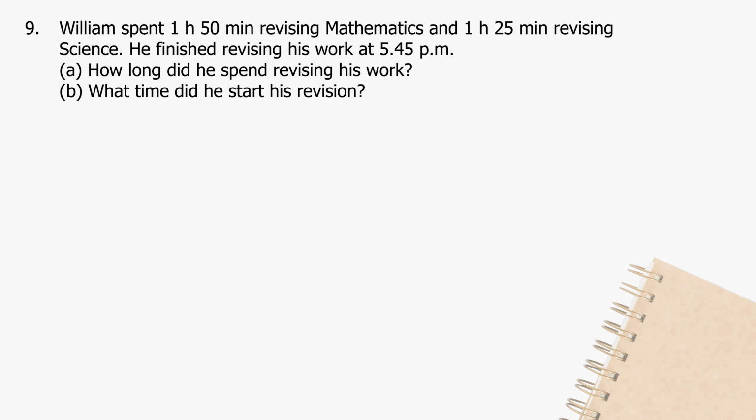Question 9. William spent 1 hour 50 minutes revising mathematics, and 1 hour 25 minutes revising science. He finished revising his work at 5:45 p.m. A. How long did he spend revising his work? B. What time did he start his revision?